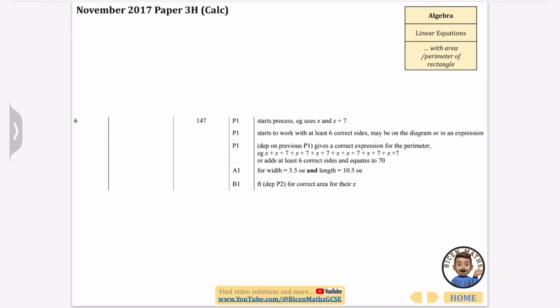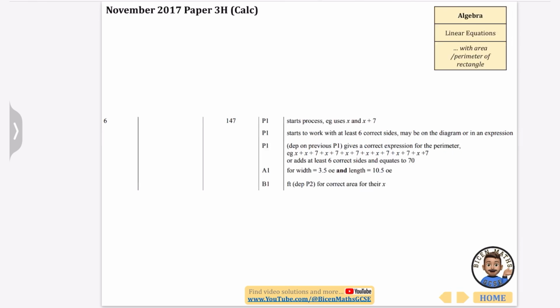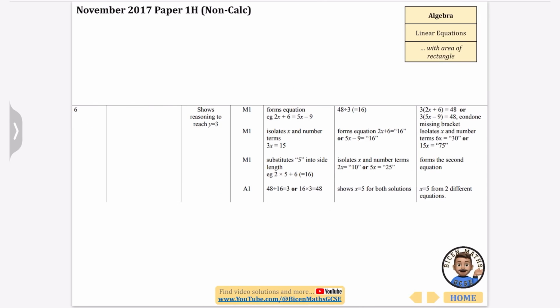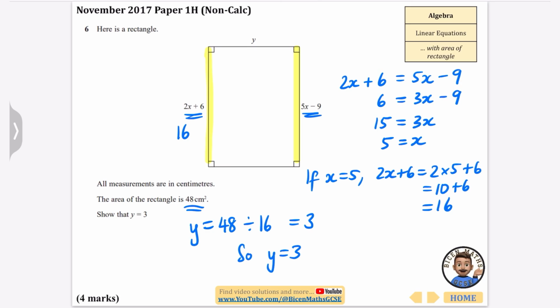So in the next one, I'm going to be looking at quadratic equations, but linear equations are going to pop up in lots of places. I just thought this would show you some interesting ways that they've been asked so far.